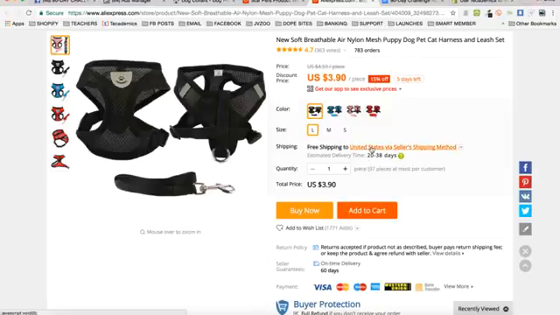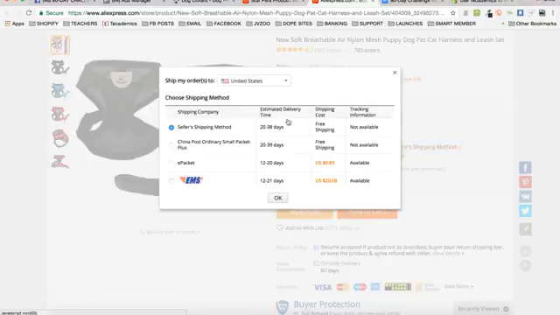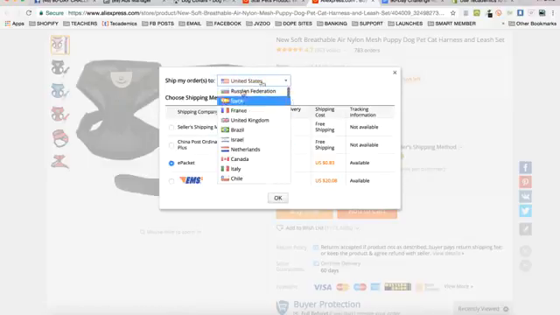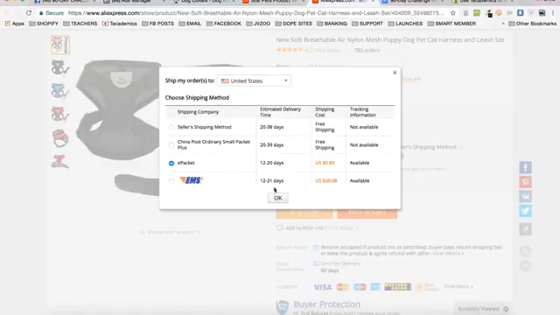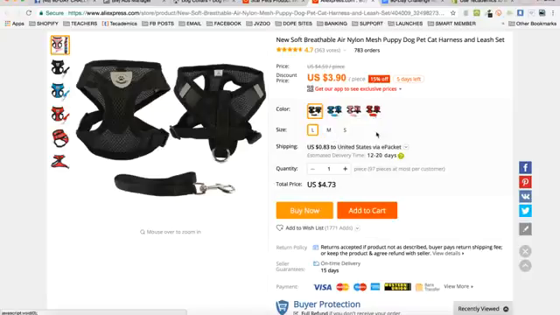Okay, now let's look at shipping. Here's all the shipping options. Ship my order. So if you have a customer in the United States, these are the different ways they can ship. The one we want to choose is something called e-packet. Write this down, e-packet. Ship the order right here using e-packet to the United States.